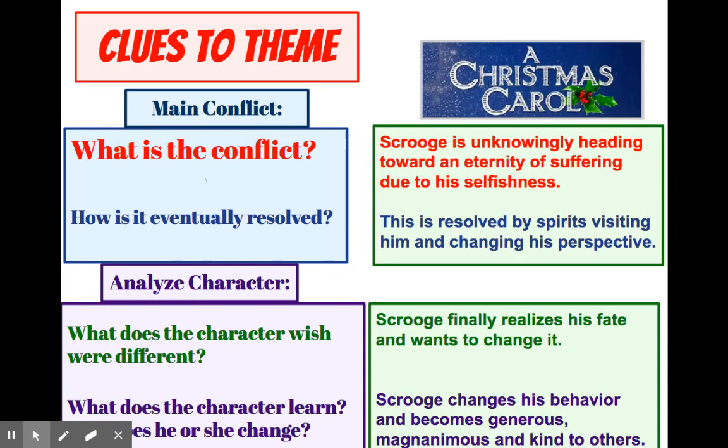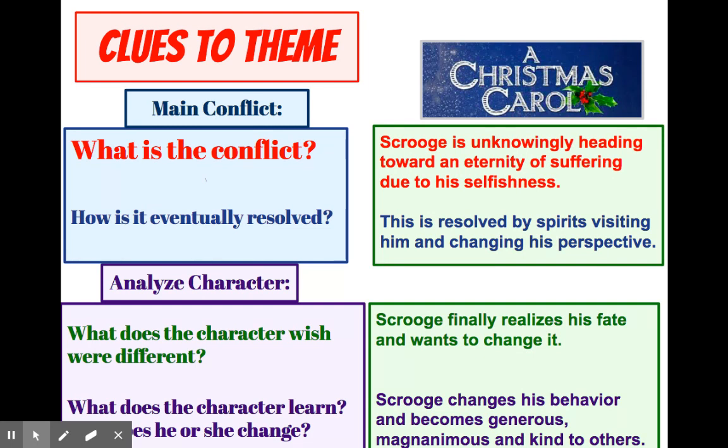For example, when we read A Christmas Carol, the main conflict is that Scrooge is unknowingly heading toward an eternity of suffering due to his selfishness. It's eventually resolved by the spirits visiting him and changing his perspective. So now I look at my main character, Ebenezer Scrooge. What does the character wish were different? Well, eventually he finally realizes his fate and he wants to change that. He wishes that were different.